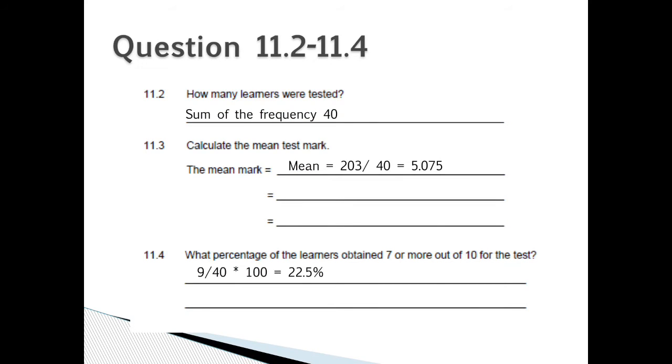11.2. The sum of the learners is the frequency, which is 40 learners. 11.3. The mean test mark is equal to 203 divided by 40, which is 5.075. The percentage for 11.4 of the learners that obtained 7 or more out of 10 for the test: there were 9 learners. 9 divided by 40 times 100, which is equal to 22.5%.